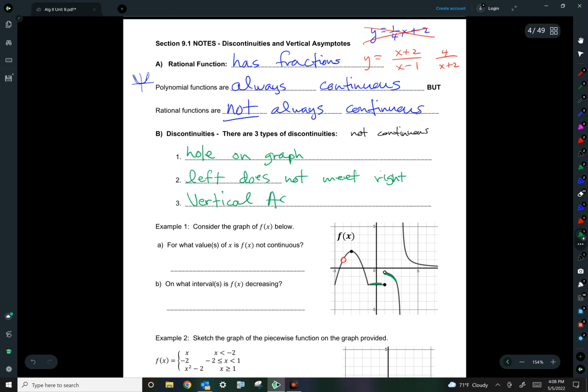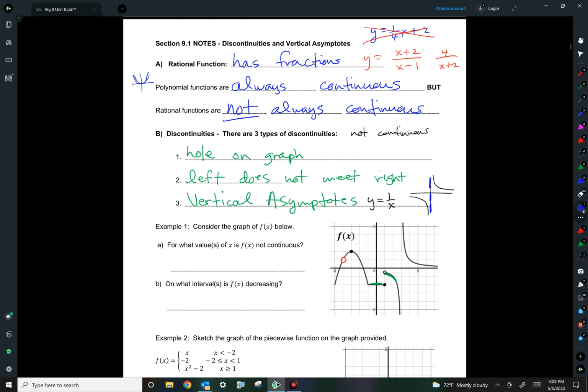Vertical asymptote. Now, we talked about vertical asymptotes, not very much, but a little bit, when we were graphing the parent functions. Remember the equation y equals 1 over x, and how we said the parent function has this piece up here and this piece over here. And right here on the y-axis, there's this imaginary line that the graph doesn't cross. That's called a vertical asymptote.